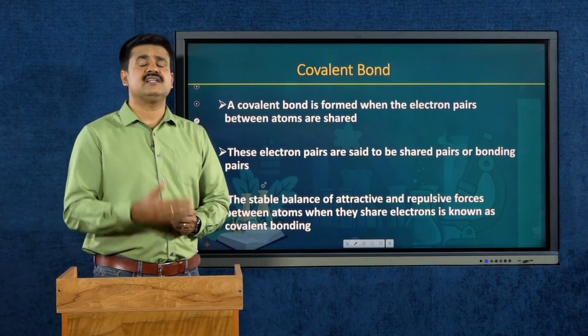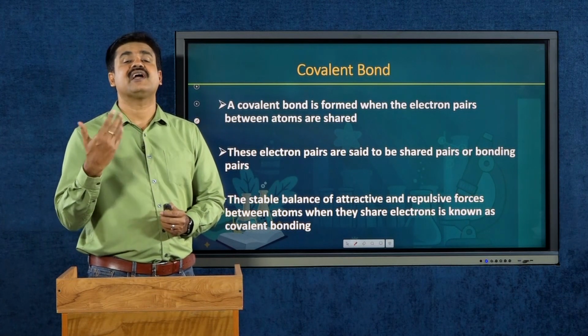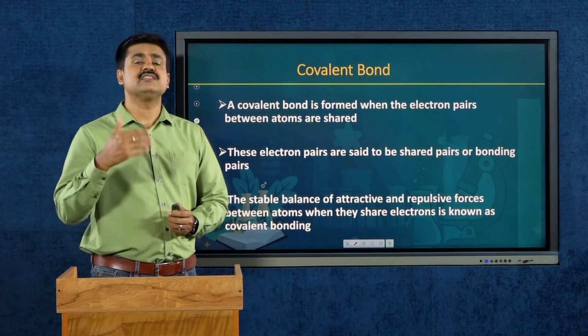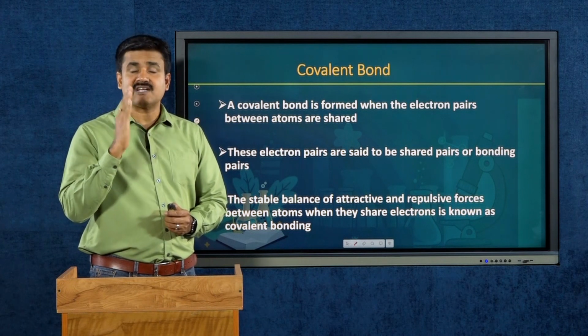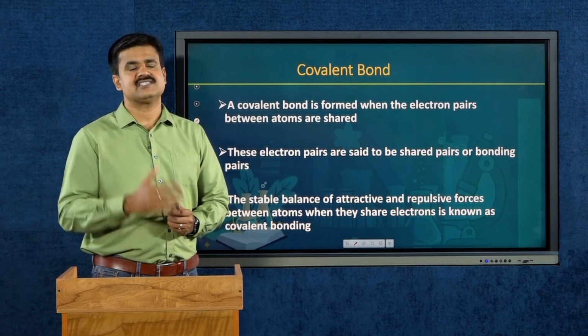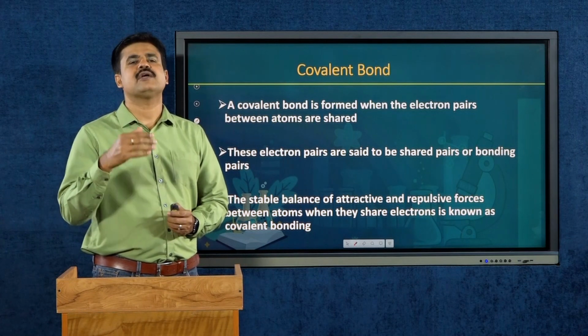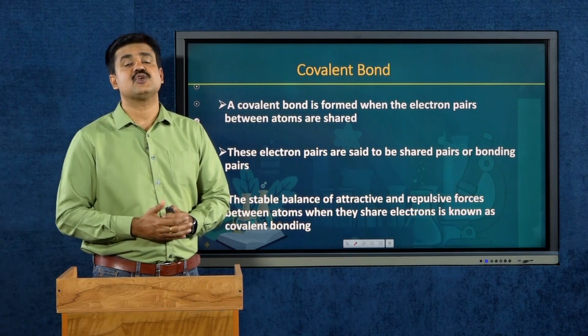Consider the formation of the H2 molecule from 2 hydrogen atoms. During the formation of H2, there occurs a sharing of an electron pair between 2 hydrogen atoms. So, a covalent bond is formed by the mutual sharing of electrons.